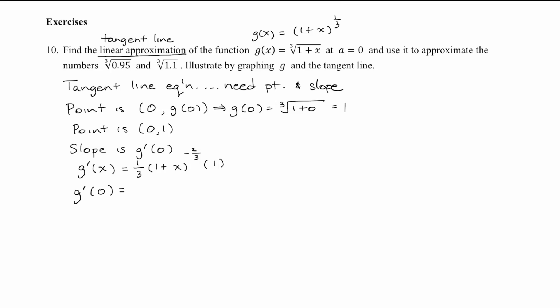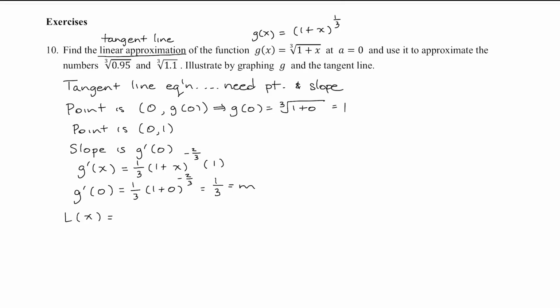And now I want to evaluate that. I'm not really so concerned about writing it in a certain form. I really want to evaluate it at x equals 0. So I have 1/3 times 1 plus 0 to the negative 2/3. And of course, 1 to the negative 2/3 power is still going to be 1. So my slope is 1/3. Pardon me. Sorry about that.